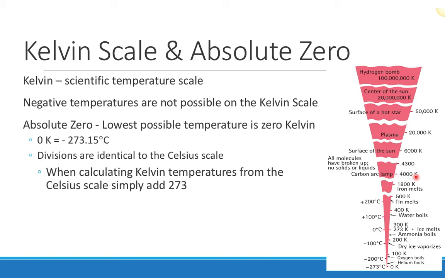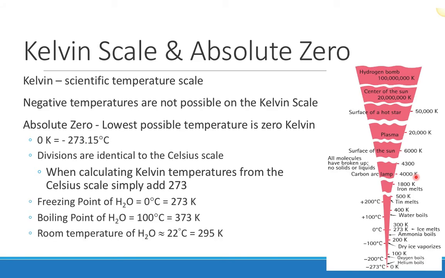So if I want to calculate the Kelvin temperature and I know the Celsius temperature, I simply have to add 273. For example, the freezing point of water is 0 degrees Celsius, and I add 273 to that, and that tells me it's 273 Kelvin. It's really 273.15, but we're just going to use 273. The boiling point of water is 100 degrees Celsius. If I add 273 to that, I get 373 Kelvin. And room temperature is around 22 degrees Celsius, and if I add 273, I get 295.